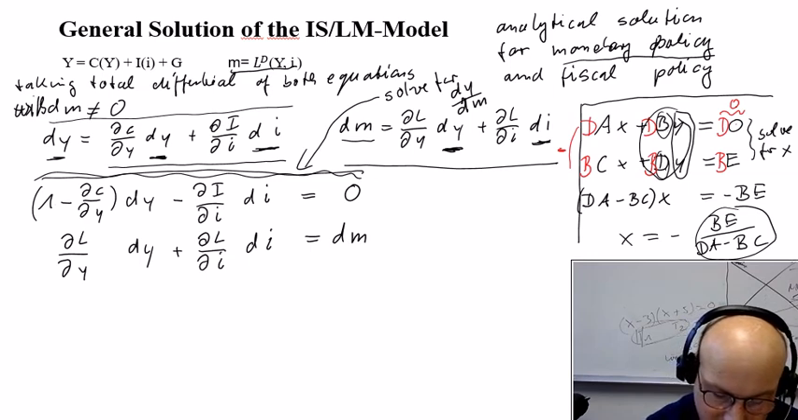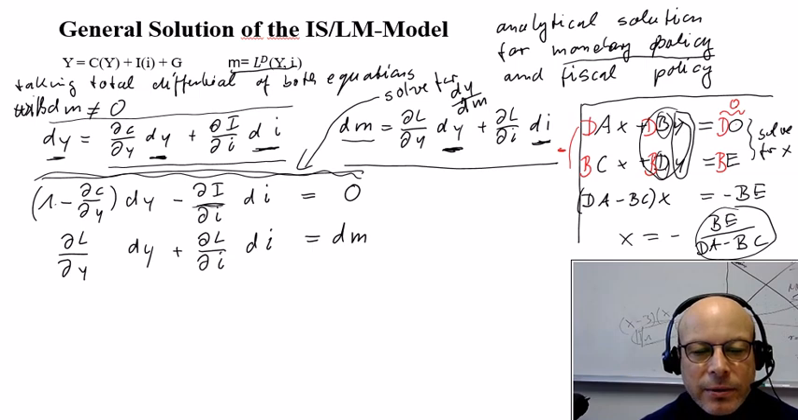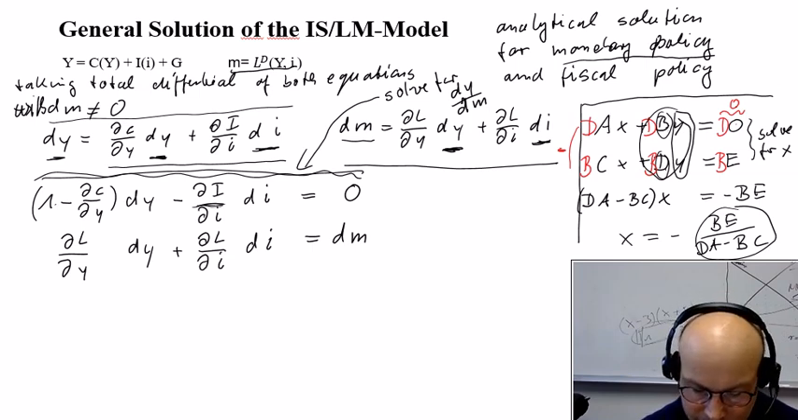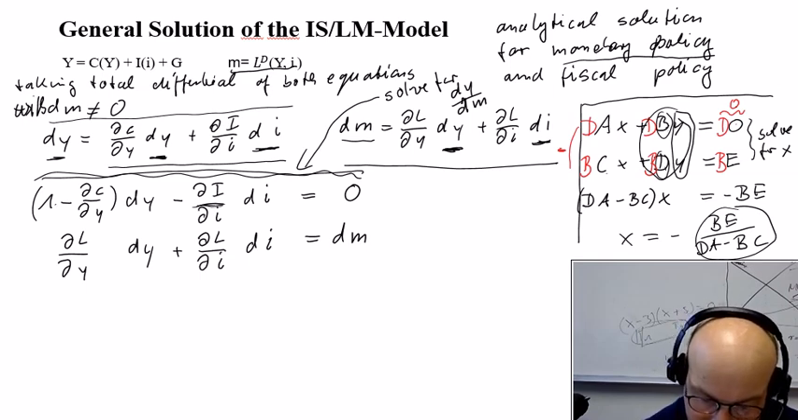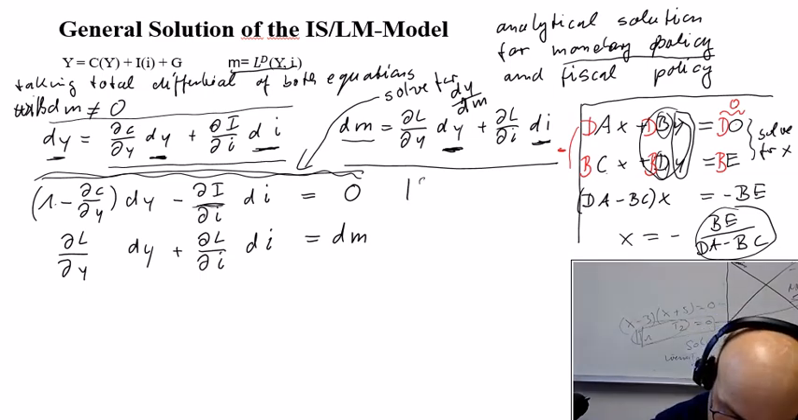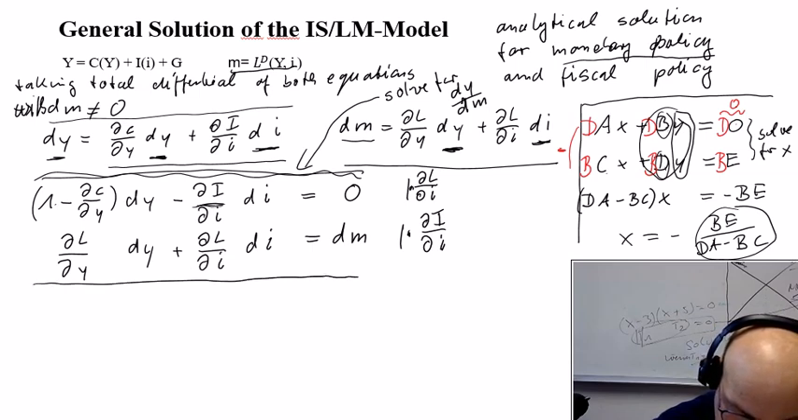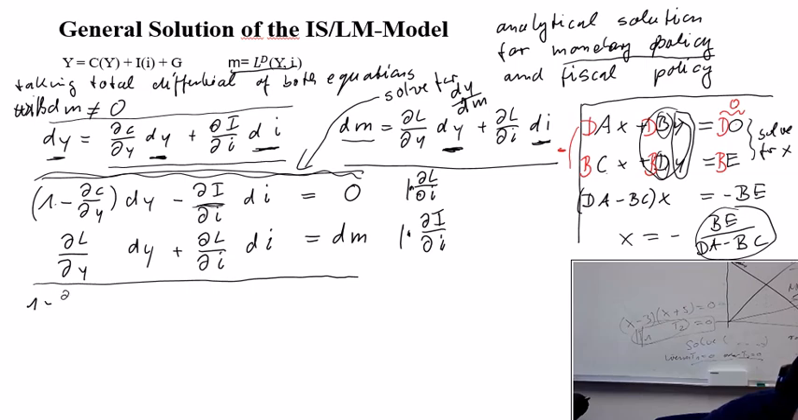So we could identify A with 1 minus marginal consumption, B the parameter dependence of investment relative to interest rates, C dL over dY, and D dL over dI, and E is dM. So here we are then multiplying with dL over dI, and this one we multiply with dI over dI. And then we obtain 1 minus dC dY times dL dI minus dI dI dL dI, here I missed dY, dI.